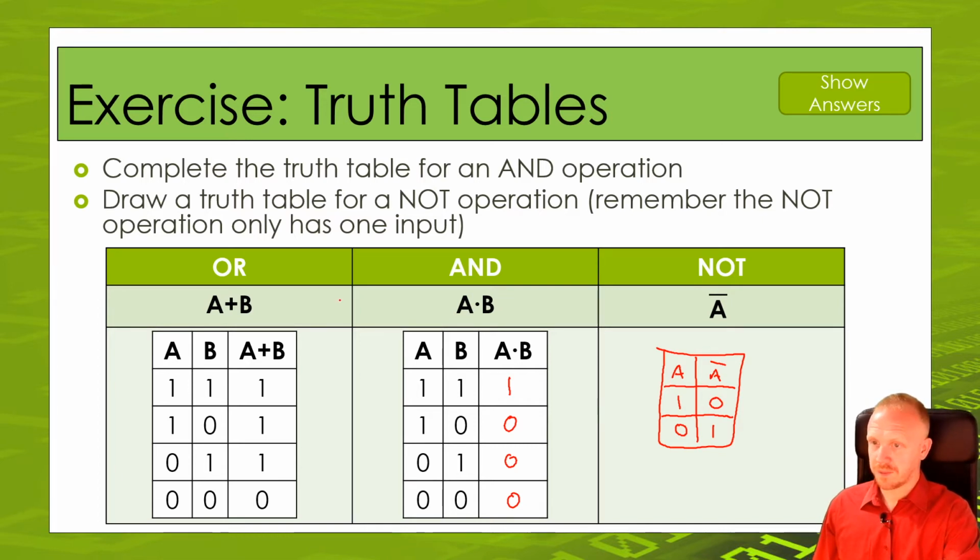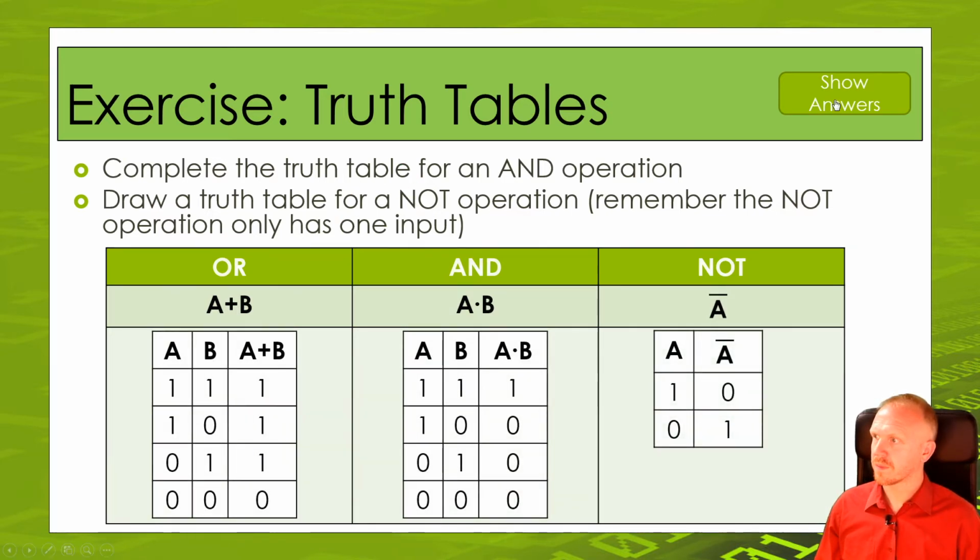Again, I'll take out my scribblings and put in the formal ones because I'll need you to make a note of these if you didn't quite get them right. Okay, so can you make a note of these? These are the truth tables for an OR operation, an AND operation, and a NOT operation. Pause the video while you do it, and then we'll carry on.